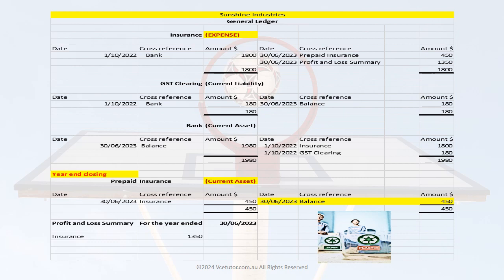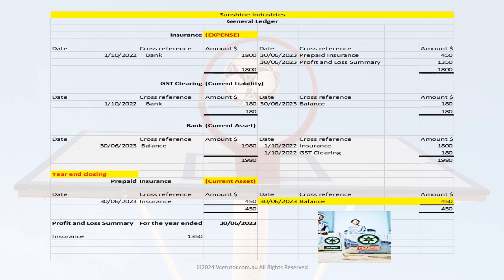Bank account is a current asset account. This account also is allowed to have balance on balance date, and we have on the credit 1,980. I took the example where there is no debit entry at all. This is not very realistic because you can't pay the money without having the money in the bank account unless you have got an overdraft facility. So I have taken the 1,980 as a balance carried on the credit side. So it will appear in the balance sheet as a credit balance or overdraft.